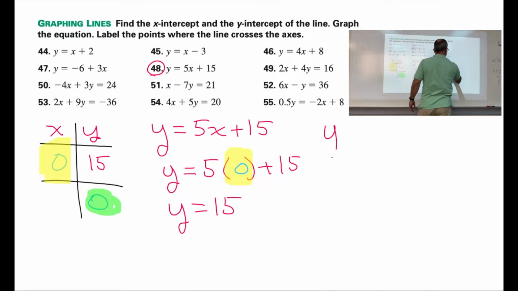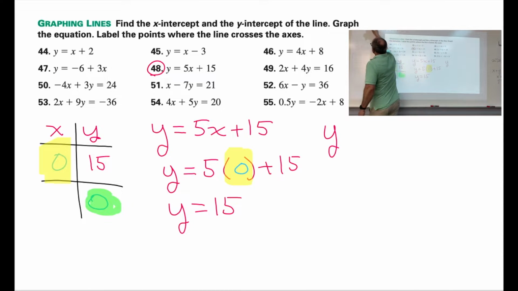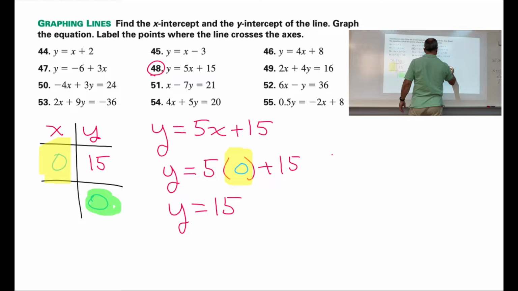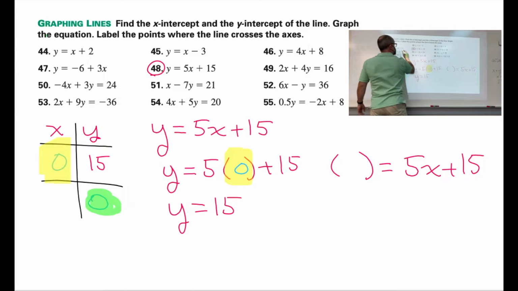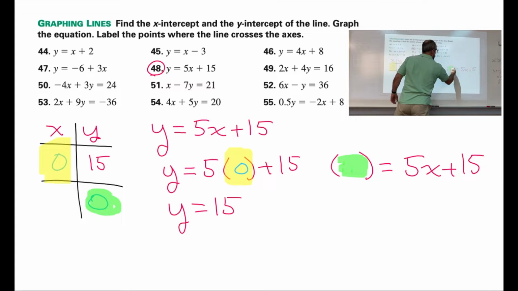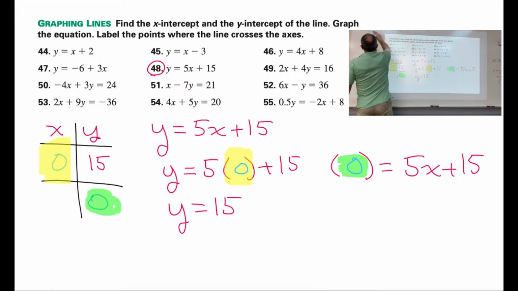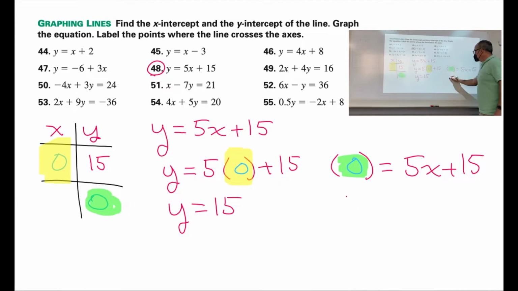So next step, I'm going to take this 0 here, which is a y value, and plug it in for y in the same equation. Y equals 5x plus 15, and I am going to put a 0 right there. So the equation I get just looks like 0 equals 5x plus 15. It's kind of weird looking to solve equations when it's 0 on one side, but you still have the same goal and the same steps.